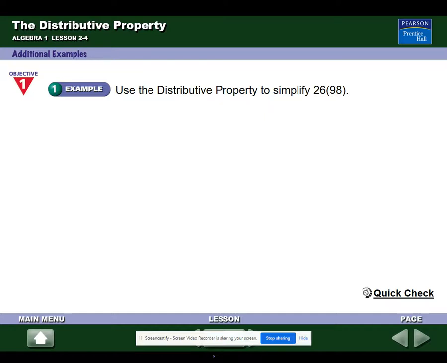Algebra 1, Section 2.4, the distributive property. Going to move quickly here. I like these first couple problems because, again, I can emphasize some mental math stuff. Don't use a calculator on this. Think about this. If you need to pause the video for a second, think how are you going to multiply 26 times 98? And I don't even mean use paper on this one. Think about it. What would you do?